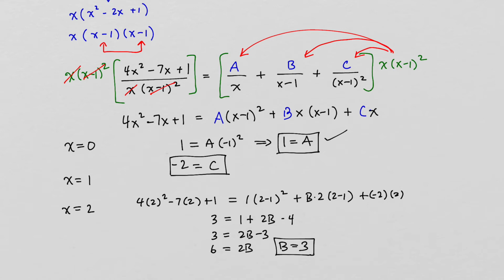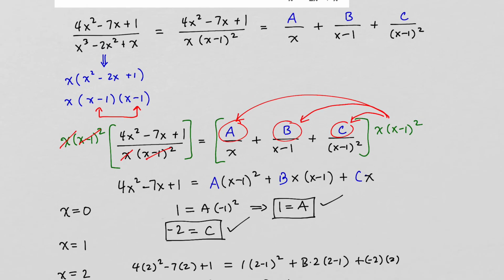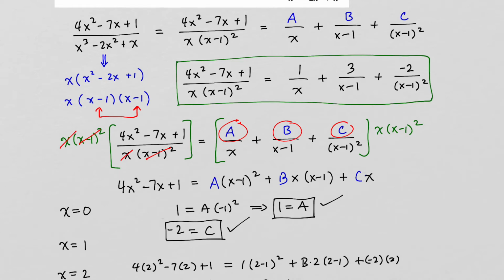And once I've solved for a, b, and c, we now have the partial fraction decomposition. All we have to do is take those values of a, b, and c and plug them in here, and that's the answer. So let's go ahead and do that. So substituting these values into here, we get the following partial fraction decomposition. So what is this fraction equal to? It's equal to 1 over x plus 3 over x minus 1 plus -2 over x minus 1 squared.